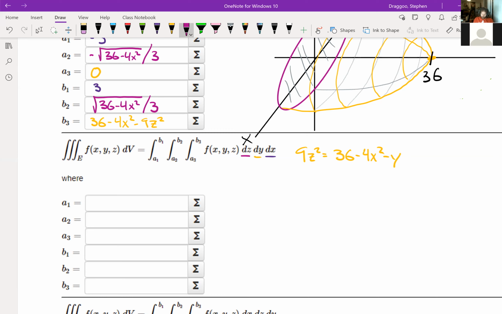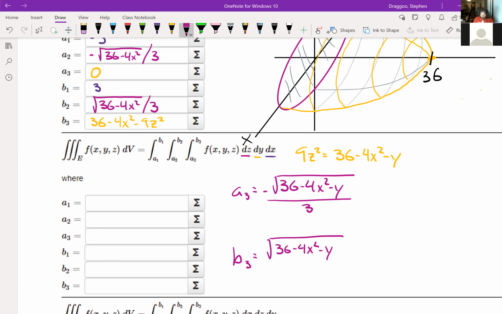Divide the 9 over, take some square roots. The bottom should be the negative square root of 36 minus 4x squared minus y, all over 3, and the top should just be the positive of that, 36 minus 4x squared minus y, all over 3. It's getting to be quite a bit to write down, so I'm just going to mark that off with a couple of dots. Put the magenta equations into the magenta dots.